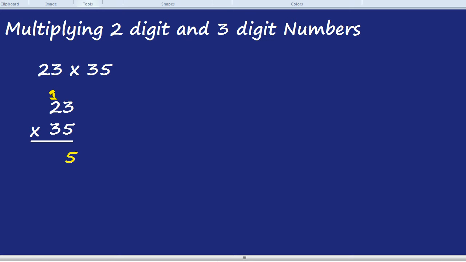Let's try the next one. Now we're going to multiply the 5 again by the 2. So we've done 5 times 3 and now 5 times 2. 5 times 2 is 10, then we add that little 1. Don't forget we carried over a 10 from the previous question. So 5 times by 2 is 10, add the 1 and it's 11.